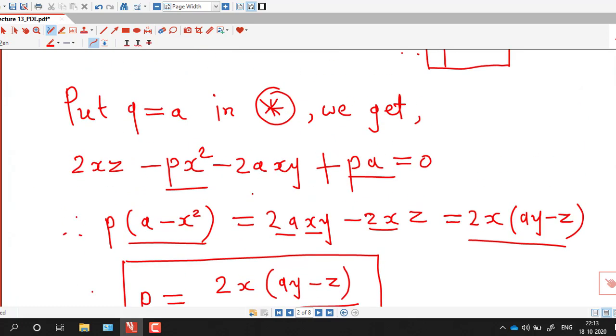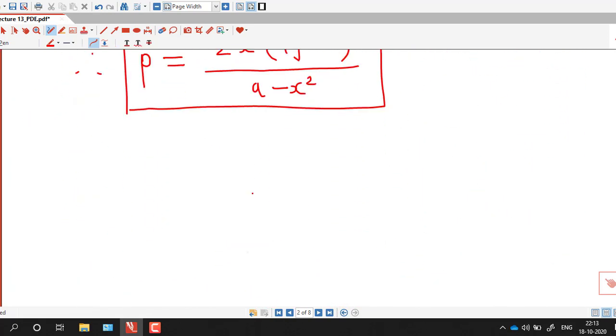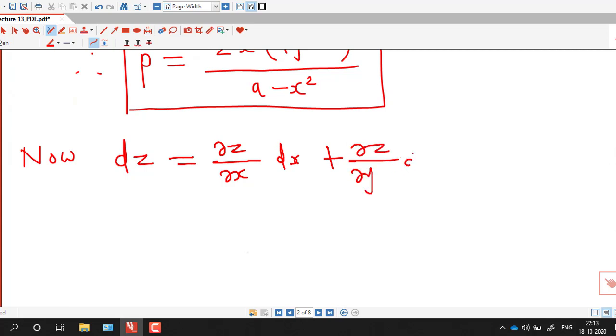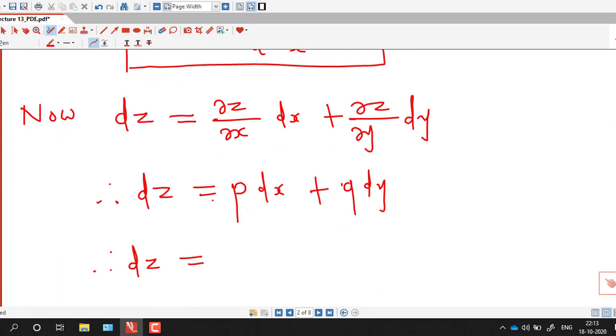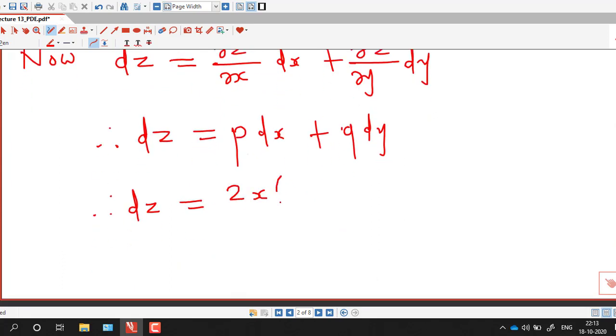So now once we obtain value of small p and small q, we can put them in that expression. We know that z is a function of x and y. So we can have dz equal to del z by del x dx plus del z by del y dy. So therefore dz is p dx plus q dy. So we substitute values of small p and small q in this equation. So small p is 2x into ay minus z, and in the denominator we have a minus x square. And q is a.